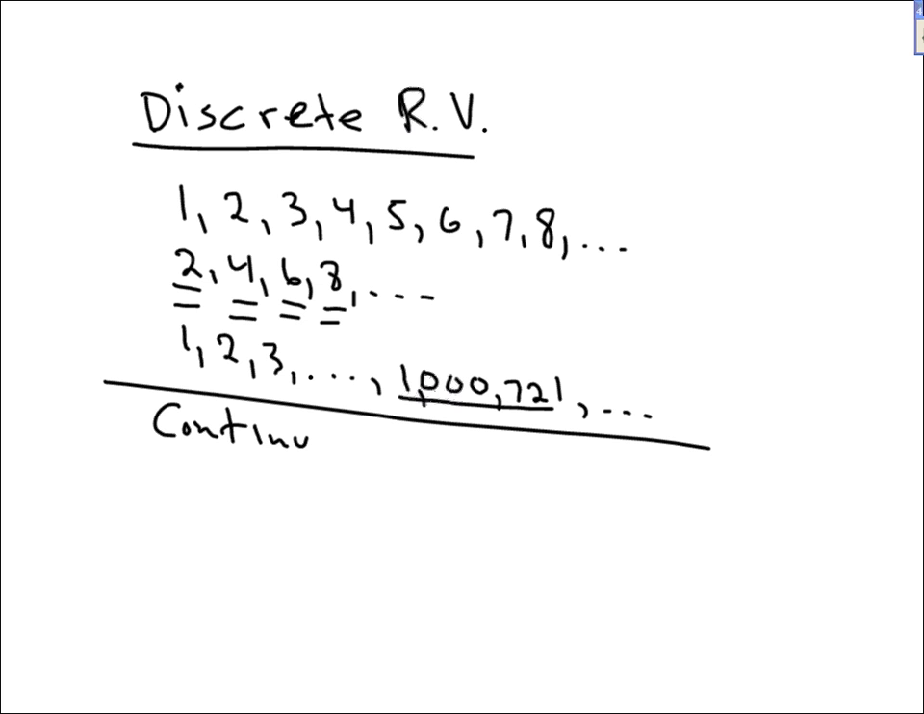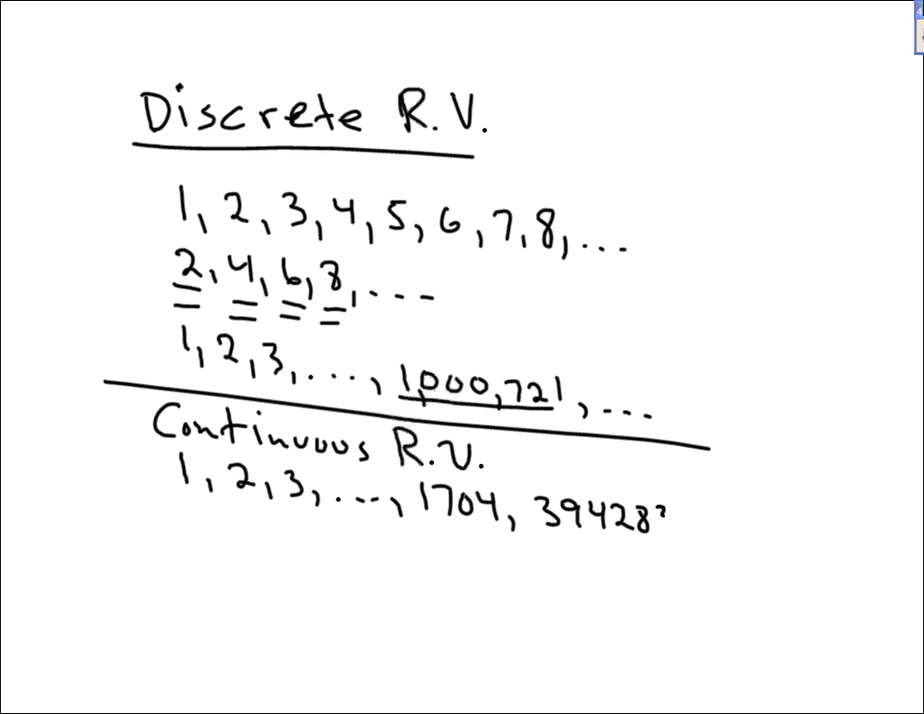Now, let's talk about continuous random variables. You're going to buy gasoline for your car. I don't want to say you're going to buy 3,000 gallons because you're going to say, this guy's crazy. Maybe you sell gasoline to many, many gas stations, and at the end of the day, you want to know how many gallons of gasoline you sold. It probably will not be 1 gallon or 2 gallons or 3 gallons or even 1,704 gallons or 39,428,311 gallons.